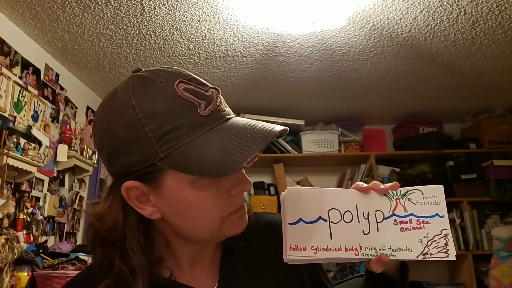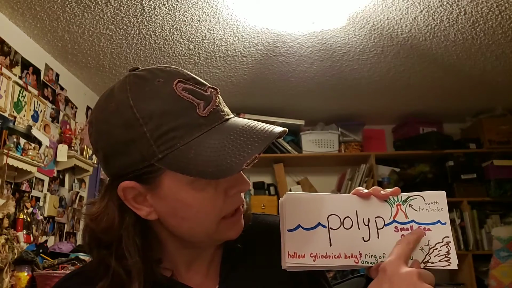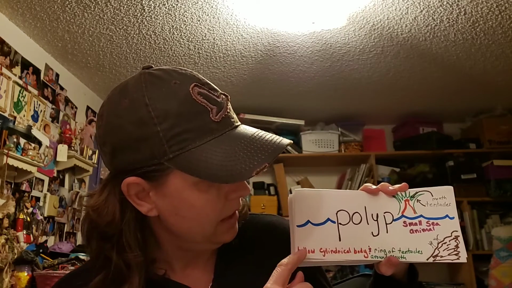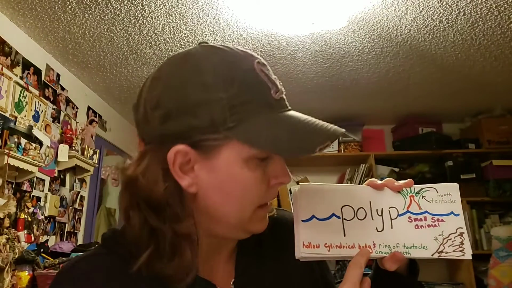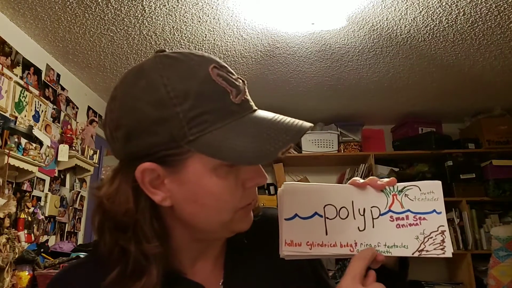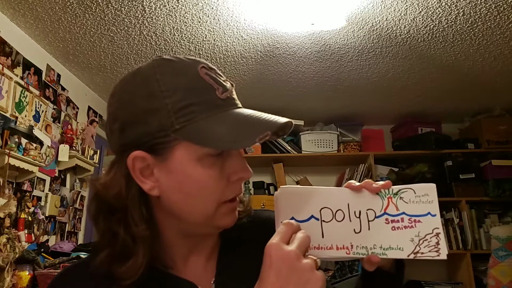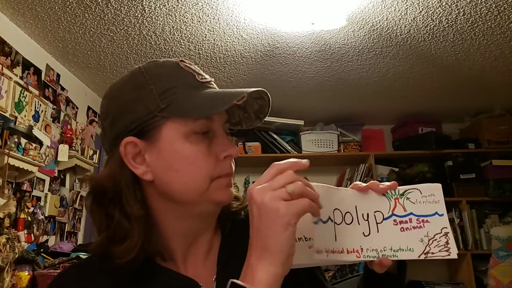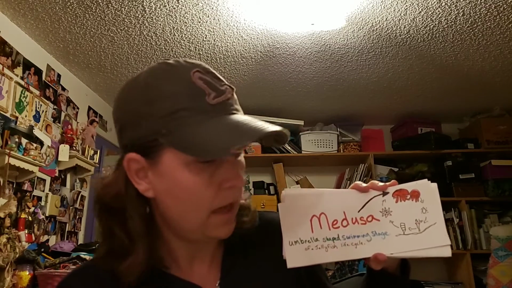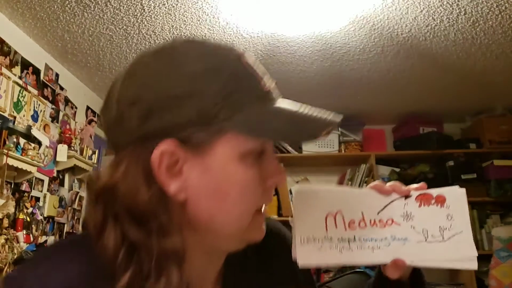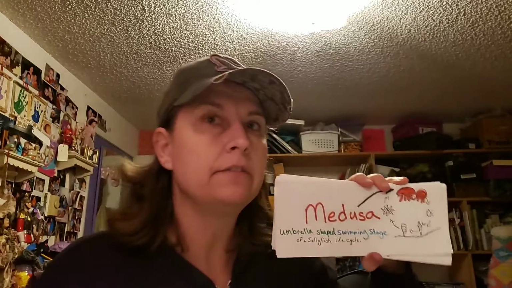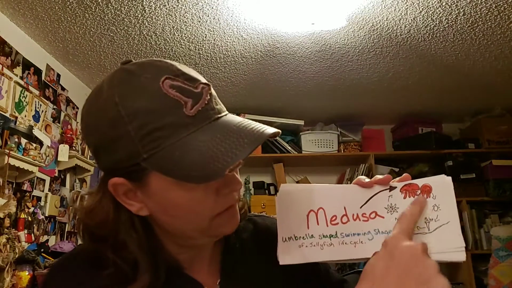Polyp is a small sea animal. Okay? Has a hollow cylindrical body and a ring of tentacles around its mouth. Okay? Medusa. Umbrella-shaped swimming stage in a jellyfish's life. That's the Medusa stage.